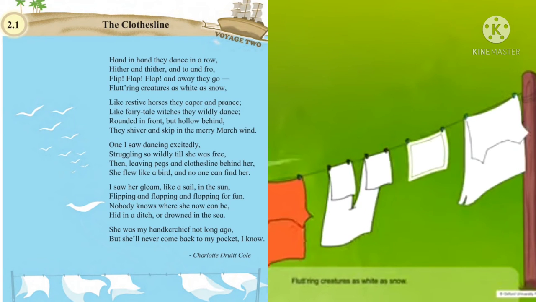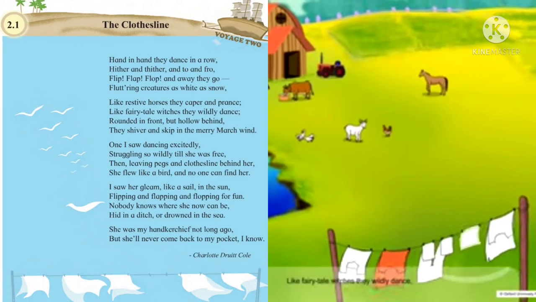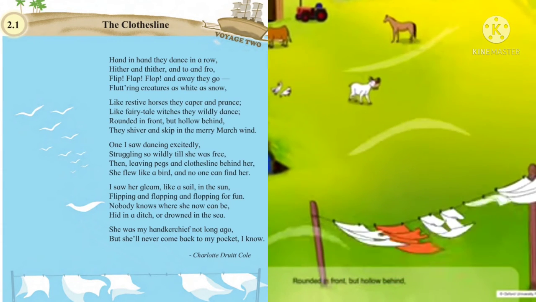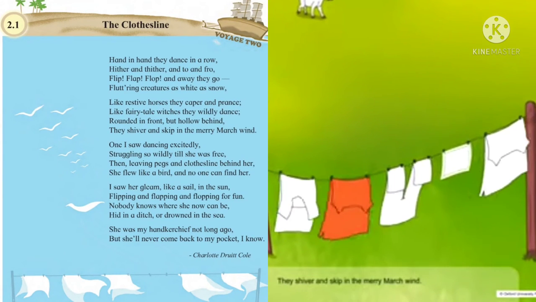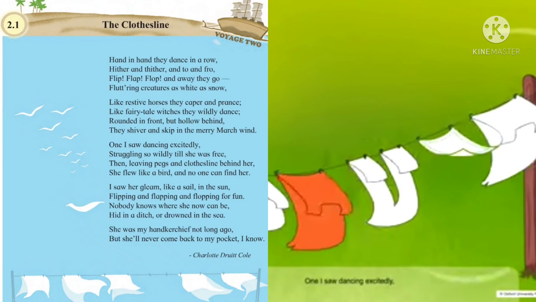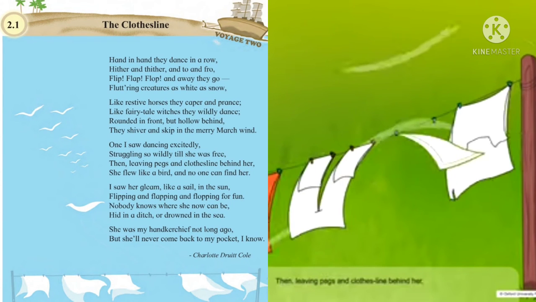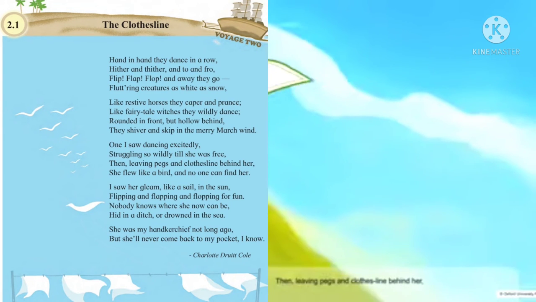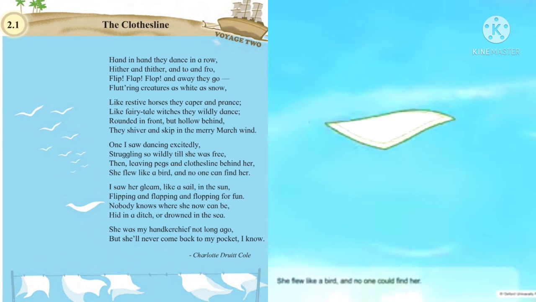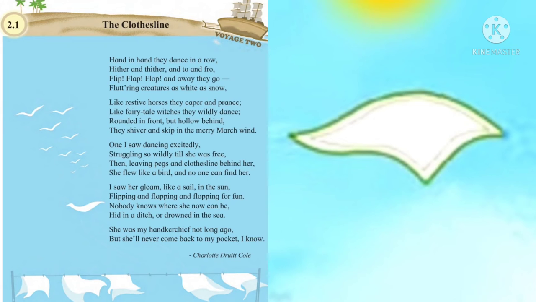So students, now what the poetess is telling us is that the clothes are moving and struggling quite hard to free themselves from the string. Because of the wind, the clothes are moving to and fro, and they are moving in a very wild way, which means a very hard or violent way, trying to free themselves from the string. Suddenly, the poetess saw one of the clothes that was struggling very hard to free herself from the string. And finally, the piece of cloth was free from the clothesline. And the cloth flew with the wind. The poetess is telling us that it flew like a bird. And now no one can find her.